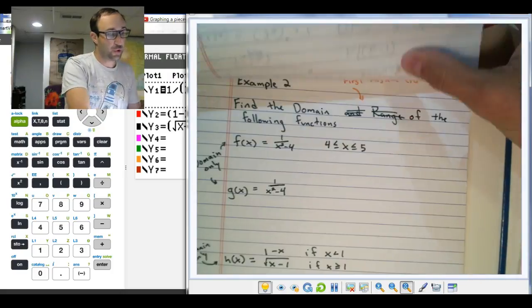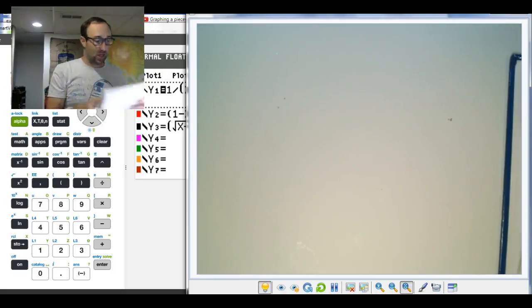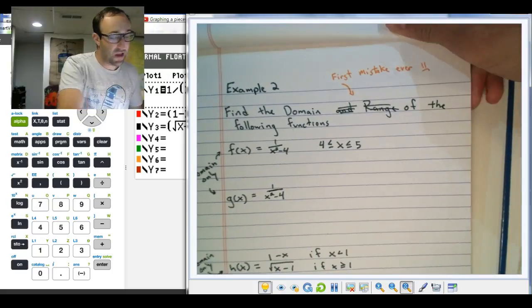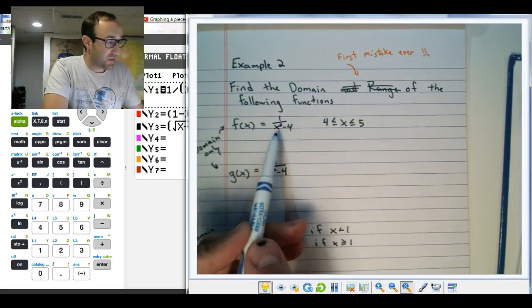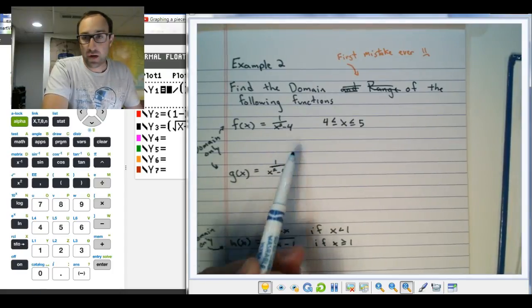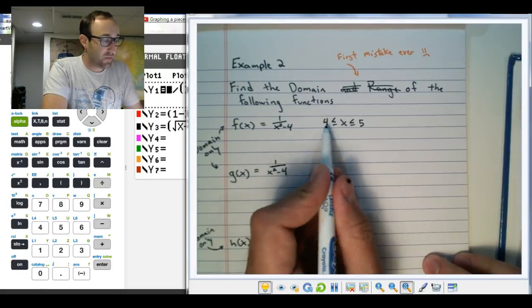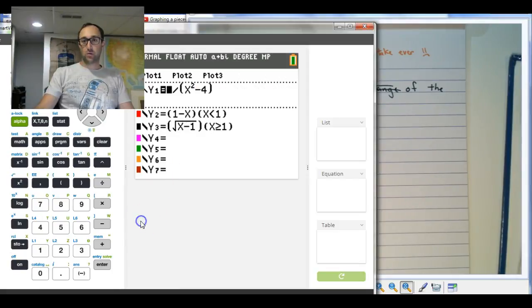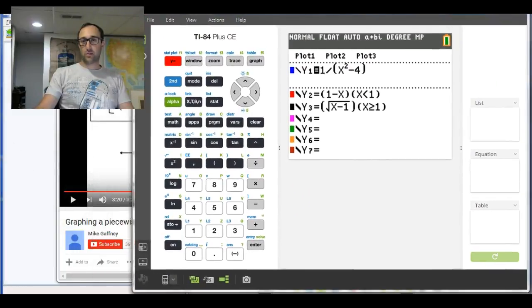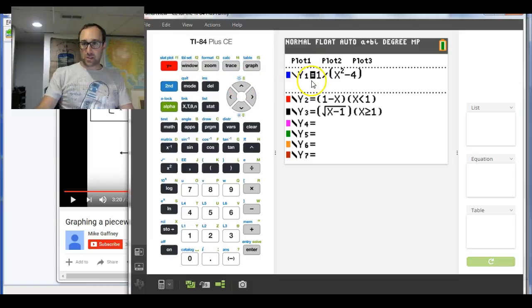Let's do example number 2. And that says, find the domain of the following functions. So we're going to say f of x equals 1 over x squared minus 4 for x between 4 and 5. All right, so what we're going to do is make sure that it works for this part right here. So let's go over to our graphing calculator. We'll put that over here. And I've already put them in to save us some time here.